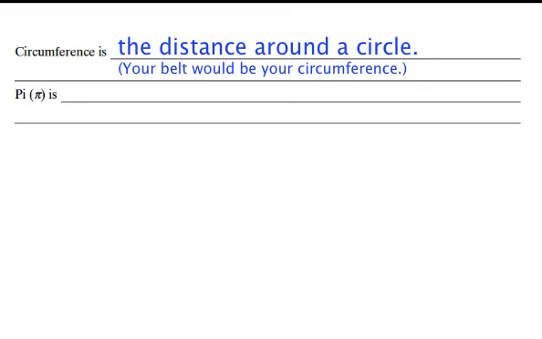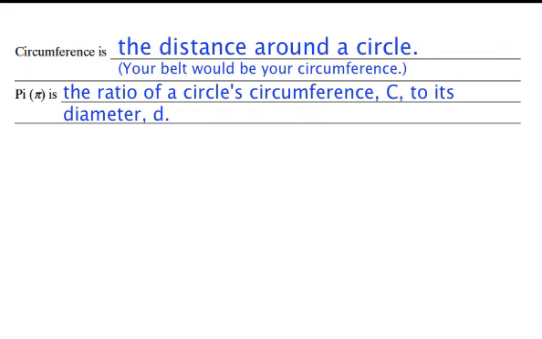Circumference is the distance around a circle. Your belt would be your circumference. Pi is the ratio of a circle's circumference c to its diameter.